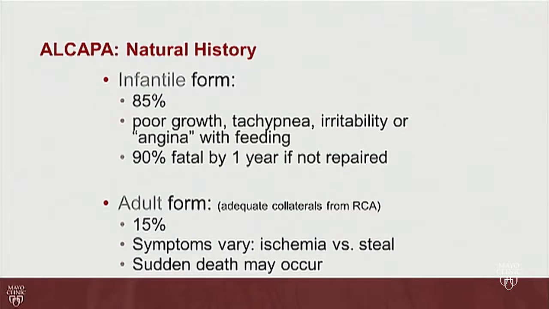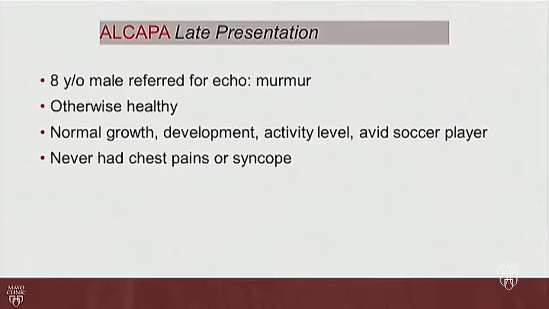The adult form can occur really because of collateral formation, and otherwise they wouldn't survive to adulthood. It occurs in 15% of the cases. The symptoms really vary a lot depending on those collaterals, and it can occur because of ischemia or a steal phenomenon, and it also can be associated with sudden death.